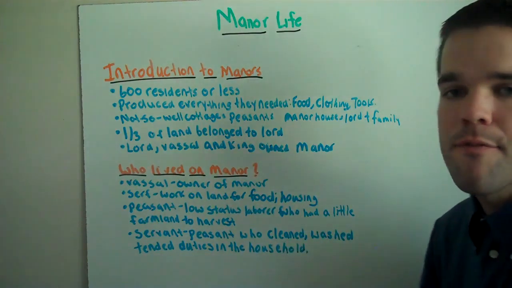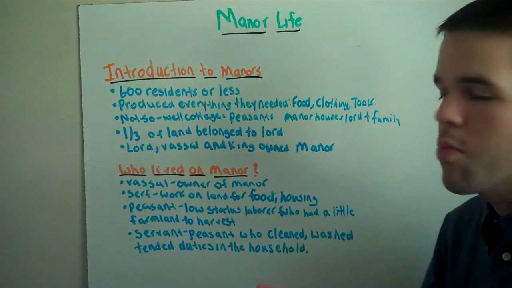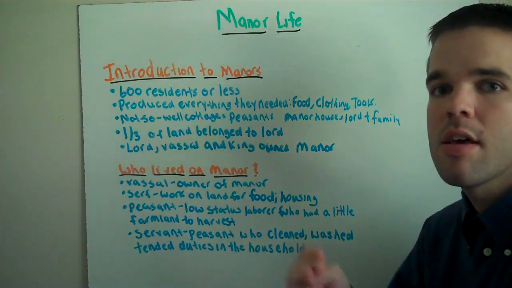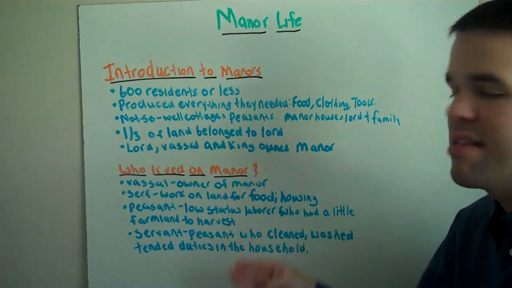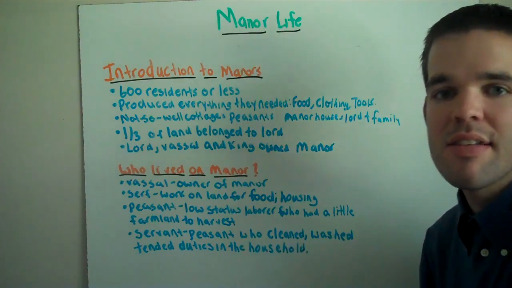Who lived on the manor? Four groups. Vassal, who was the owner. Serf, who worked on the land in return for food and housing. Peasant, who had to tend to farmland. And servant, who had to work in the house. This ends Manor Life's lesson for today.